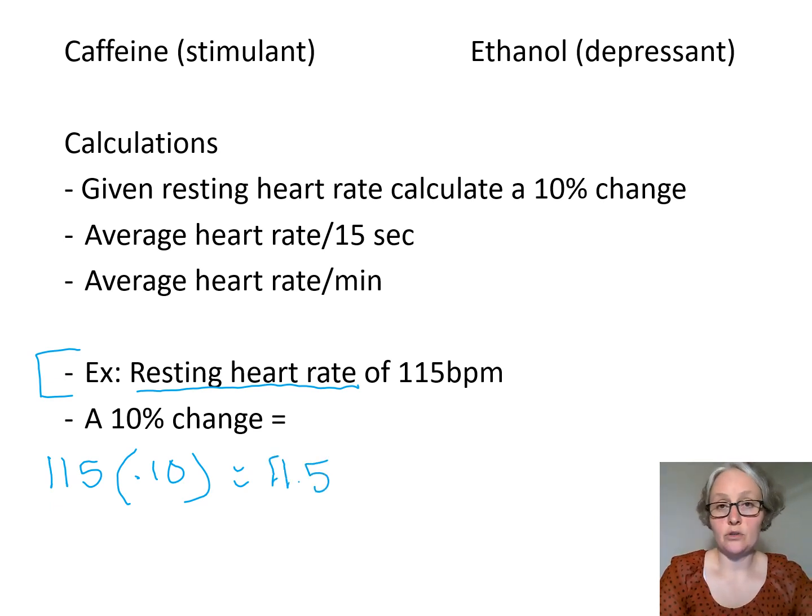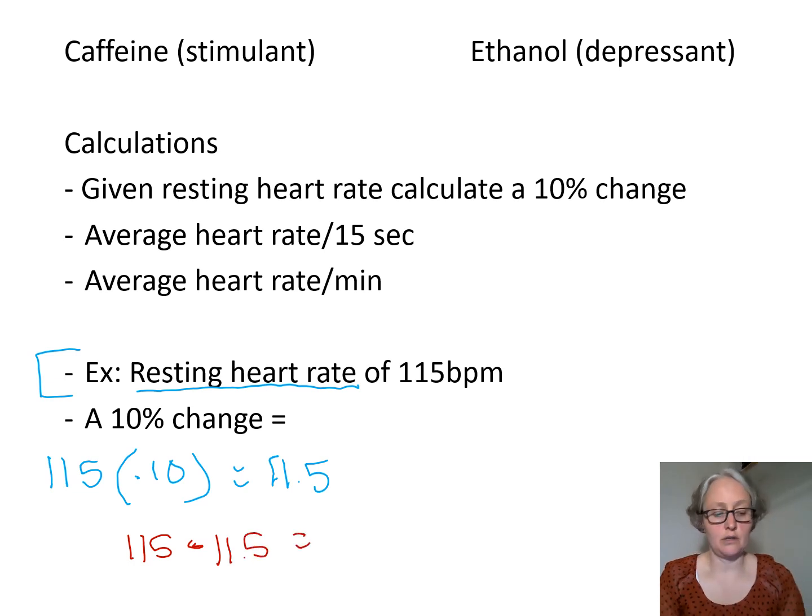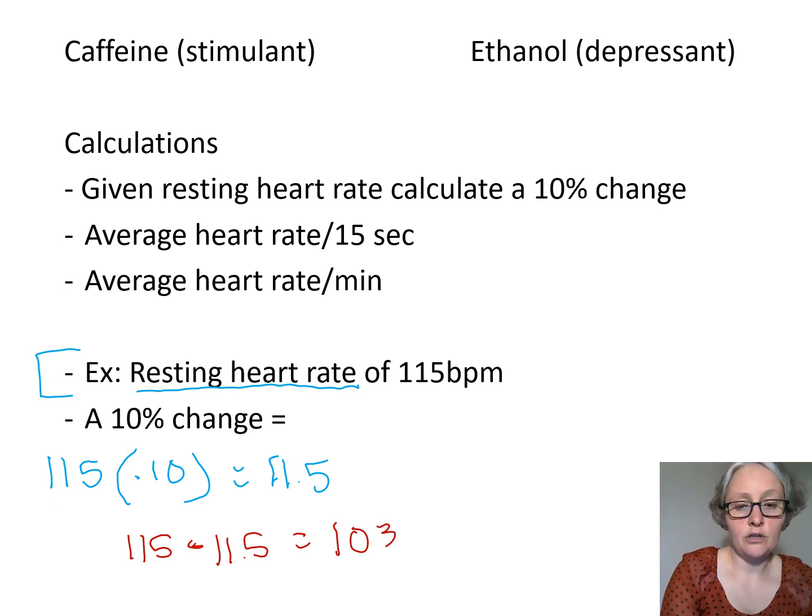11.5 doesn't answer the question of what is a 10% change. We need to do one more step. We need to go back to what we originally had, which was 115 beats per minute, and then we're going to subtract that 10% change, the 11.5 beats per minute. So if we do this, 115 minus 11.5, the answer would be 103.5 beats per minute.